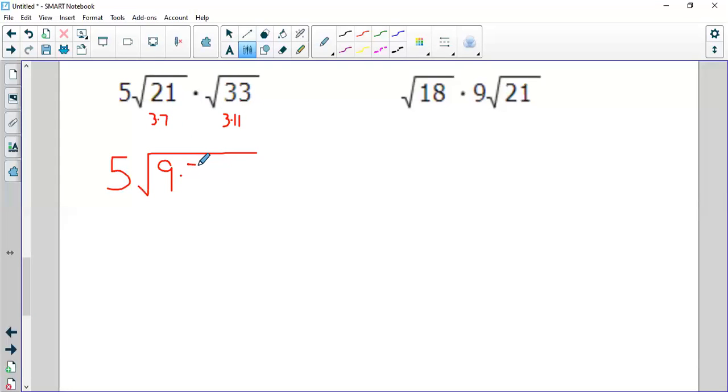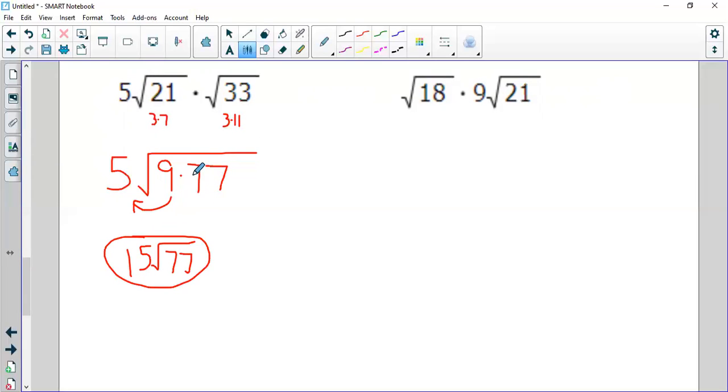And then a 7 and an 11, which together make a 77. And now, 9 times 77, well, guess what that is? 693. You didn't know that, but you did when you broke it down to smaller numbers. And now that 9 is a perfect square, it comes out. 9 comes out and becomes a 3. 3 times 5 is 15. And the 77 remains in the radical because there are no perfect square factors. That's the way I saw it.